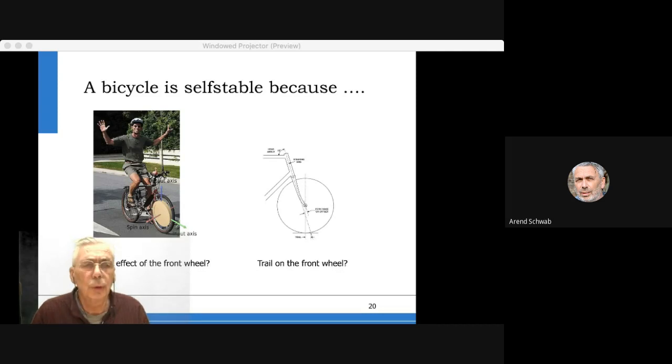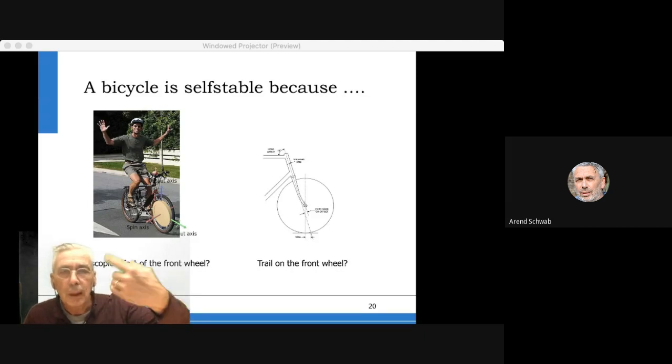Actually, there are two groups in this whole explaining of this self-stability. And it's like in real life, with the Sneetches, or with the red and the blue and the left and the right, you always have two opponents. And well, one opponent says it's the gyroscopic effect of the front wheel. So the front wheel is a rotating body, and the rotating body is falling, and then about the third axis, there's some torque, and it will stabilize.